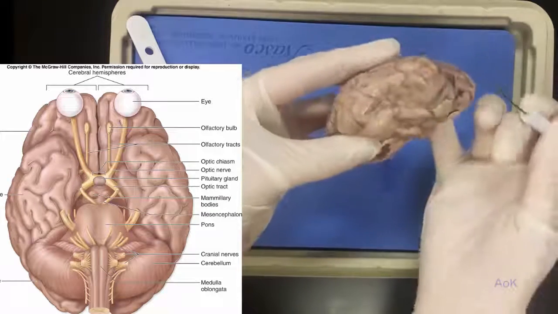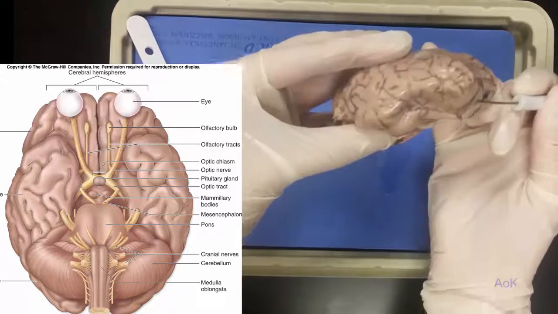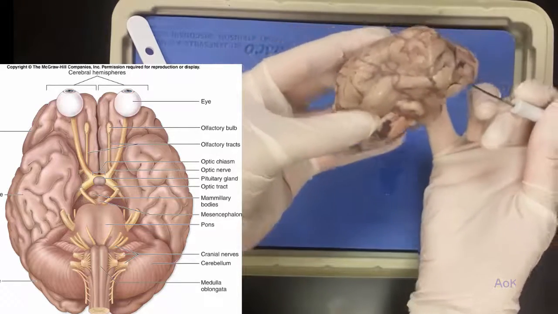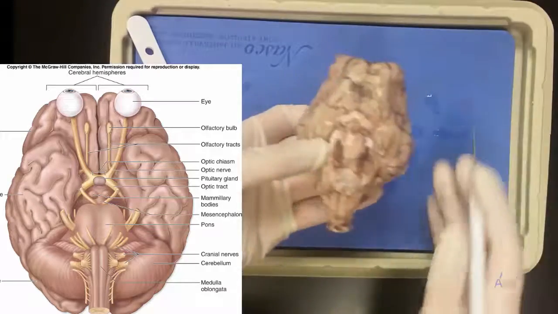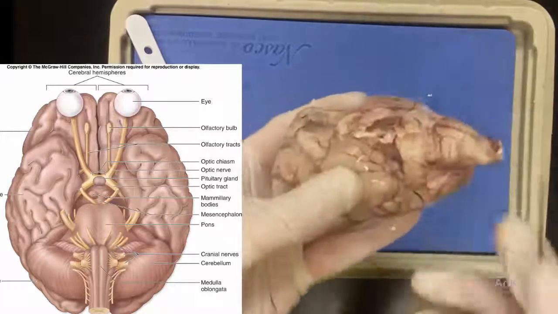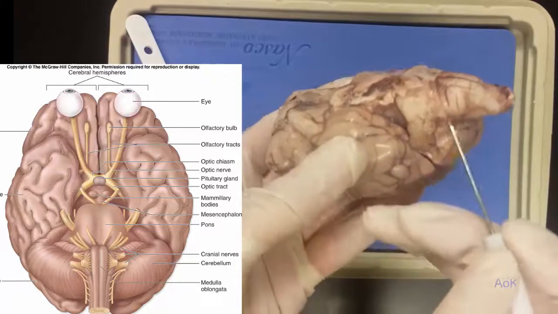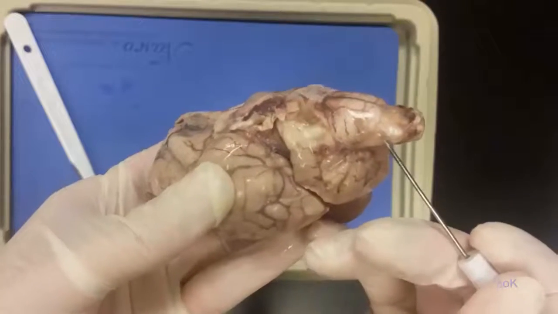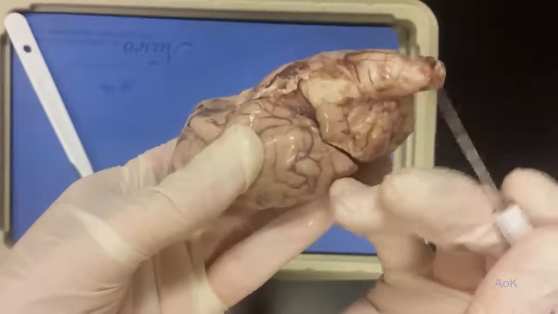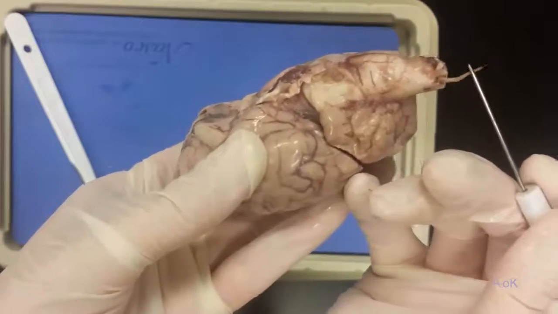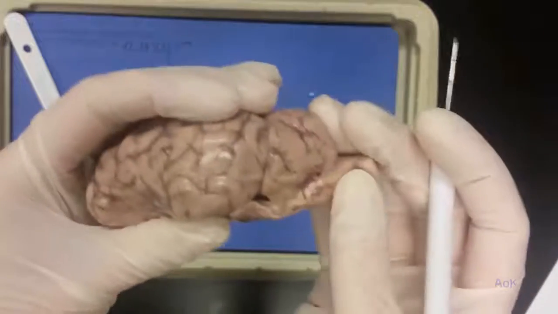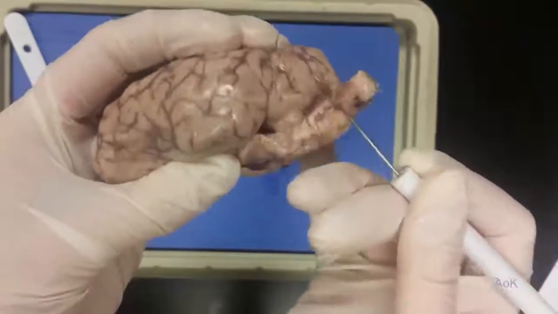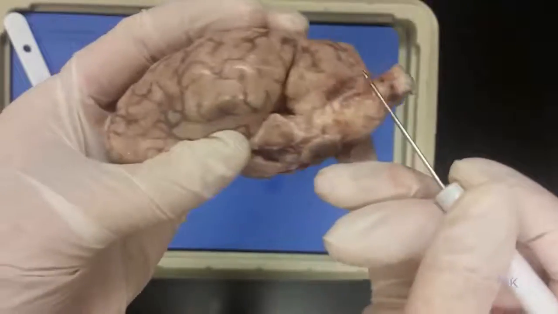The olfactory bulbs are quite large on the sheep brain in proportion to the rest of the brain, but in the human, the olfactory bulbs would be much, much smaller. You can also find some cranial nerves along the edge of the brainstem, but they can be quite difficult to find because they are very small. So here's one example. And then on the other side, we have another cranial nerve right here.